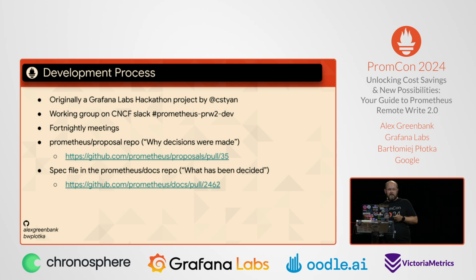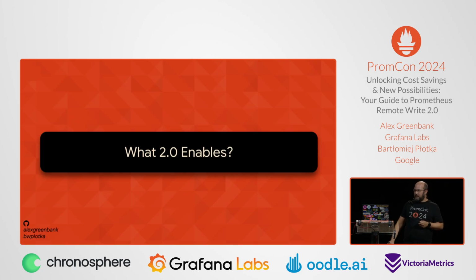Similarly, the spec was created as a PR in the Prometheus docs repo, and it was open to anyone. It was a truly collaborative effort, with people giving their input and feedback via calls, PRs, and comments on the various repositories. We were hugely reliant on a selection of significant features contributed by others that we'll mention later in this talk. So, what does Remote Write 2.0 enable you to do?